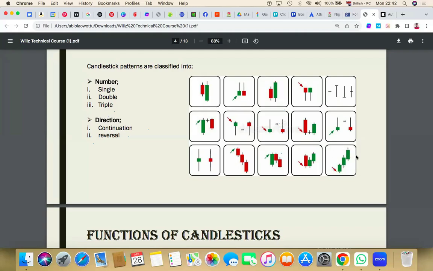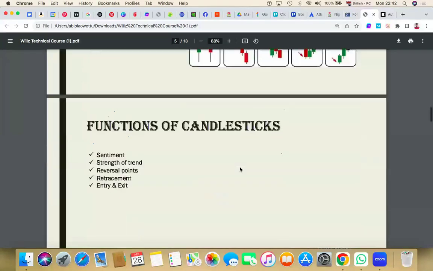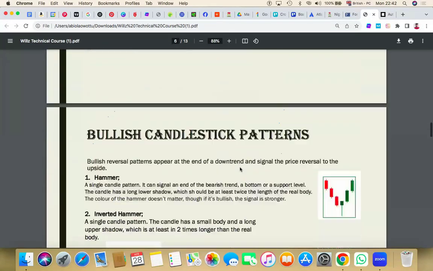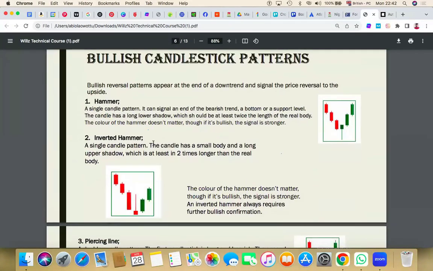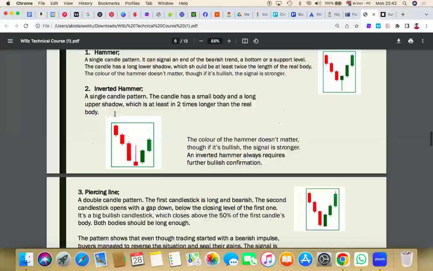And I showed you the three scenarios. All these candles that you are seeing, they have their names, and we defined them the last time. We defined the candles and they have their names. You have your inverted hammer, you have your piercing lines.